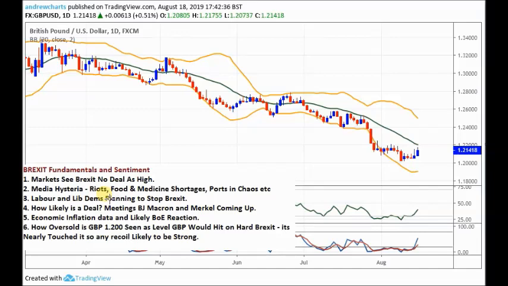Michael Gove, government spokesman, has come out and said the contingency plans have moved forward, and the document is probably out of date. But the media are going to focus on it because it's newsworthy. I'd be interested to see if sterling sold off on it. If sterling doesn't sell off on it, I would take that as a very bullish sign for sterling. Point number 3, also talked about in the media, Labour and the Lib Dems are planning to stop Brexit. Well, that's bullish, isn't it, for sterling?